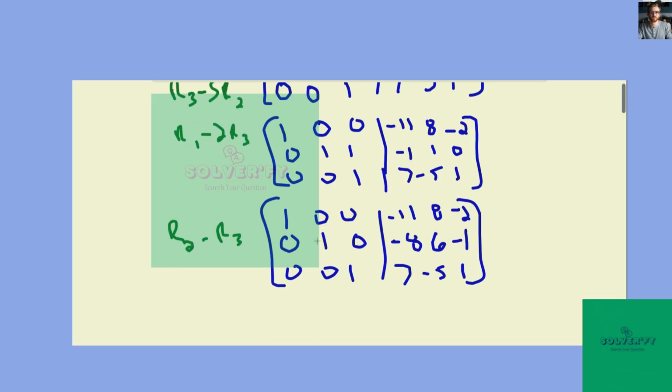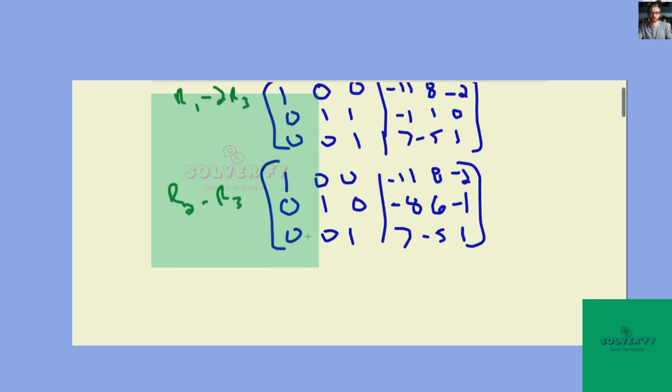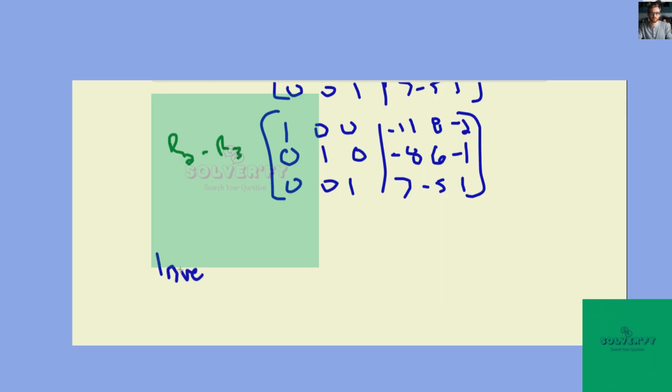Okay, so now that we have the 3 by 3 identity on the left, the inverse is the 3 by 3 matrix on the right. Negative 11, 8, negative 2, negative 8, 6, negative 1, 7, negative 5, 1.